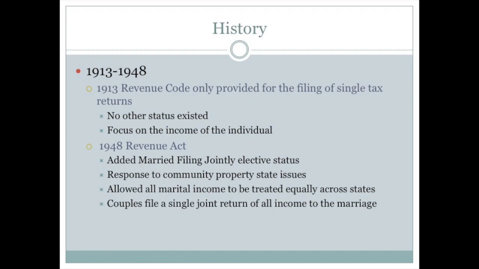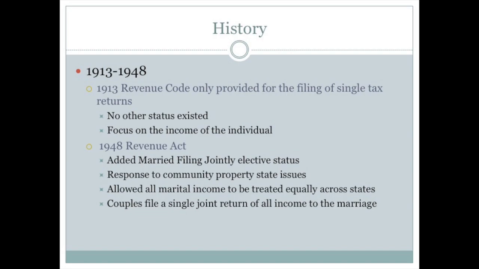In the original 1913 Revenue Code, the code only provided for the filing of single tax returns and no other statuses existed, because the focus was on the income of the individual. However, after multiple complaints from many states, because couples in different states were being treated differently depending on whether or not the state was a community property state, Congress decided in the 1948 Revenue Act to add the married filing jointly elective status.